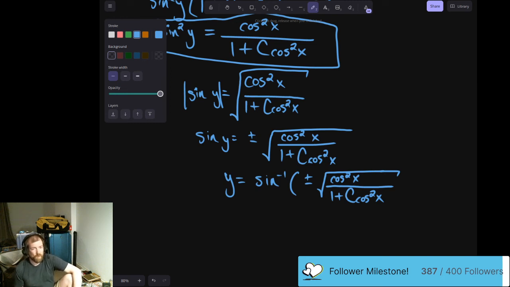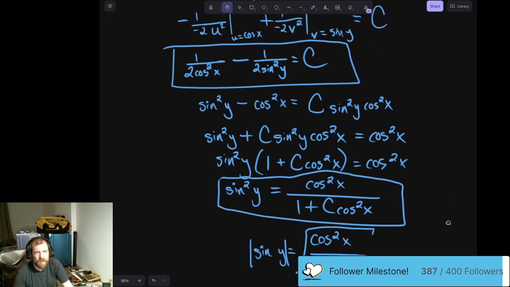Again, I don't know why you'd want to. It is possible that this is going to get you, functionally speaking, a better picture. But I probably would have left it way back up here with sine squared of y is equal to. And again, you could have left it all the way back up here.